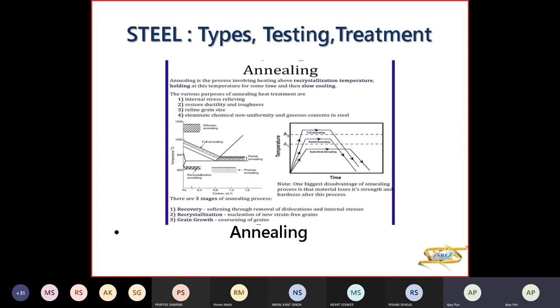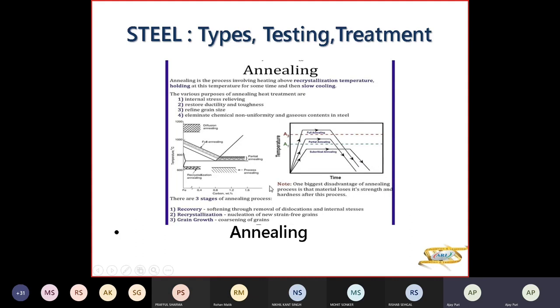Now your annealing here is basically the full annealing process. What we're doing is heating. Suppose this is the eutectoid temperature. So you're heating to above A3, that is 20-30 degrees above A3, which is your eutectoid temperature, and then slowly cooling it. So your internal stresses are relieved, your ductility is restored, your toughness is restored, your grain size is refined, your chemical non-uniformity and gaseous content is reduced in the steel. So it is a process involving heating above recrystallization temperature, which is eutectoid temperature, the dotted line A3, holding for a certain time as per the specification, and slowly cooling. So this is your full annealing.